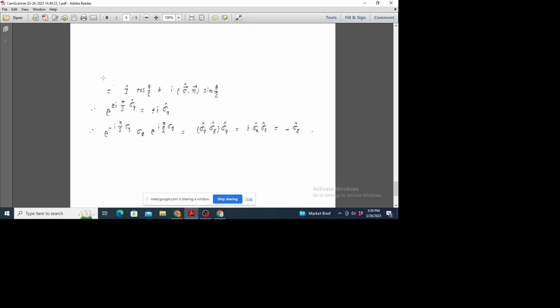So exponential of i theta by 2 sigma dot n is equal to this simple operator. Okay, this is the result. So this has many uses, and using this result we can easily solve our problem.